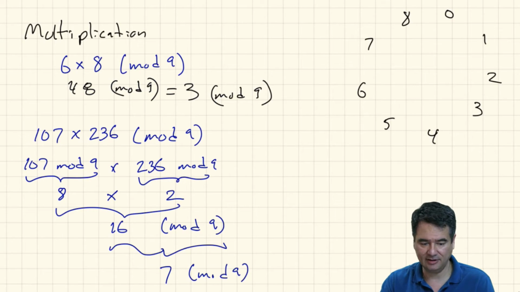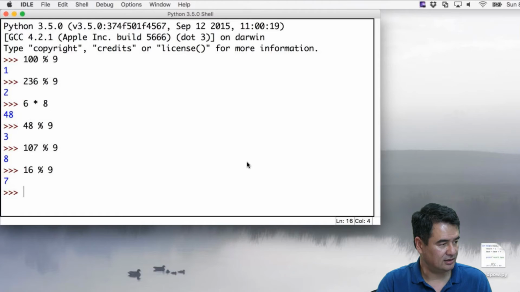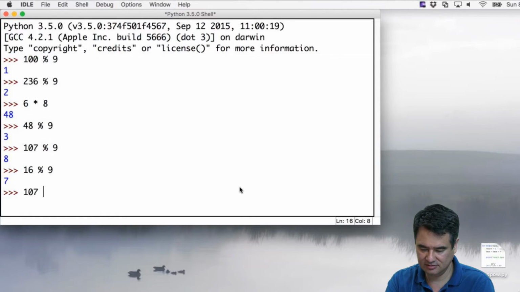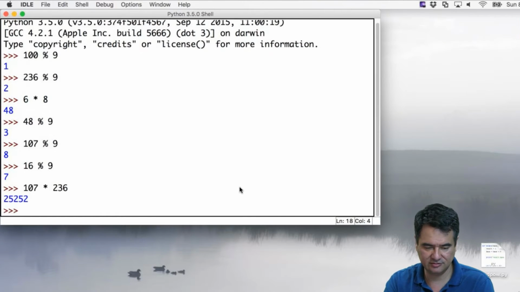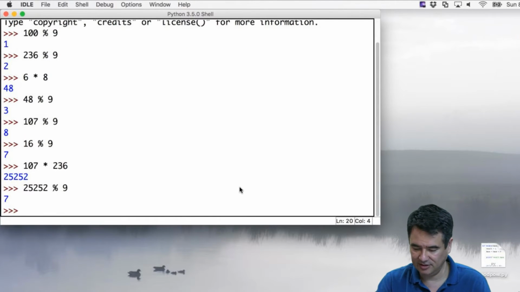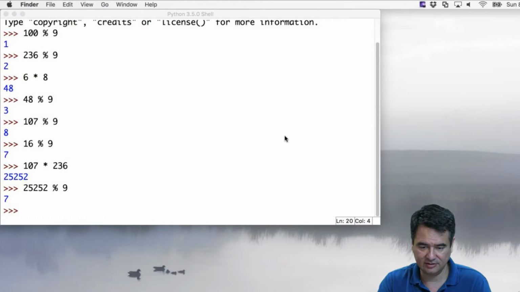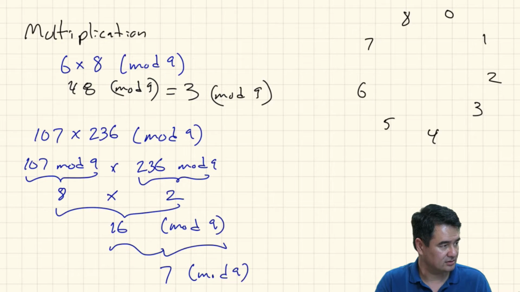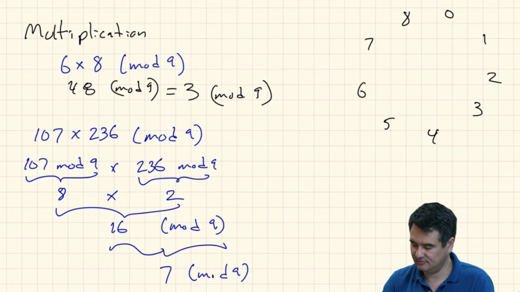And we can verify that. If we switch over here and we do 107 times 236, that big number, 25,252 modulo 9, and we get 7. So we know that this way of doing multiplication works just fine. Okay, so multiplication is easy to do.